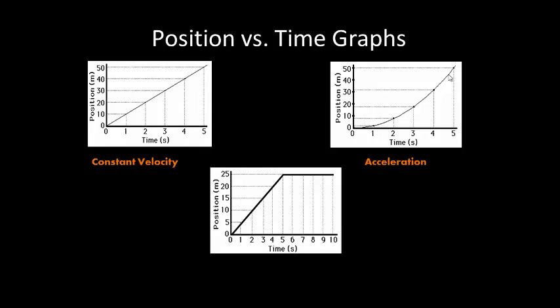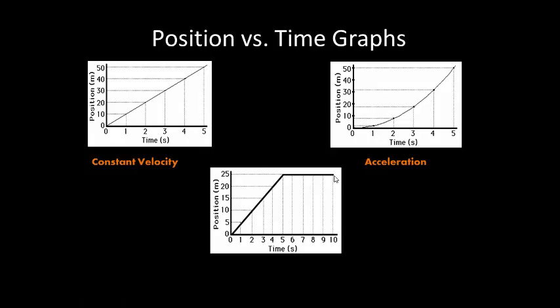Now, how about this one? This actually represents two different things going on. From 0 to 5 seconds, or this first part of the graph, our object is moving. And it's moving at a constant rate because it has a constant slope. But what do you notice is going on with the graph when it hits 5 seconds? If we look at the y-axis, we're stuck at a value of 25 meters. And we stay at that position for the remainder of the graph.